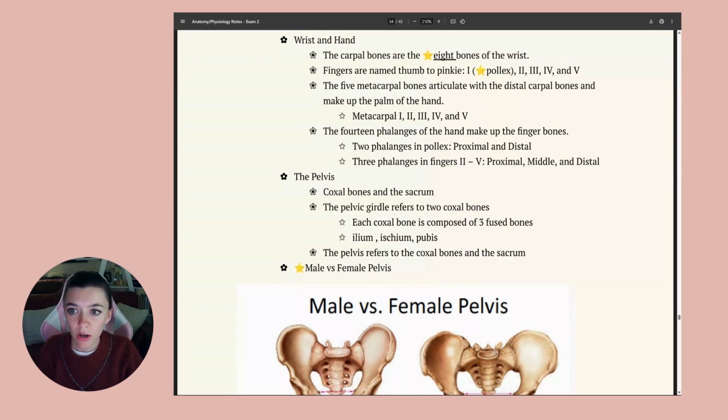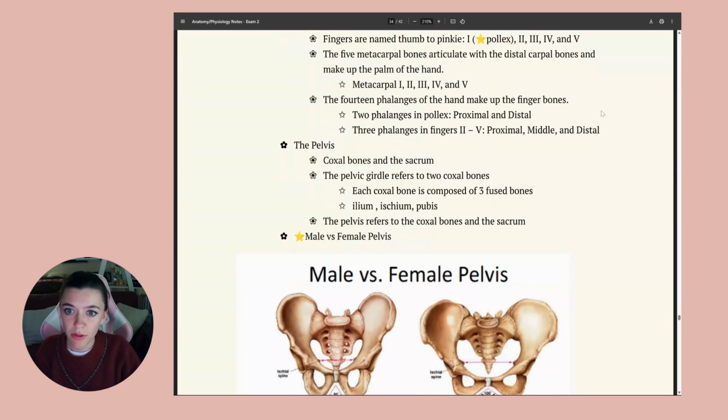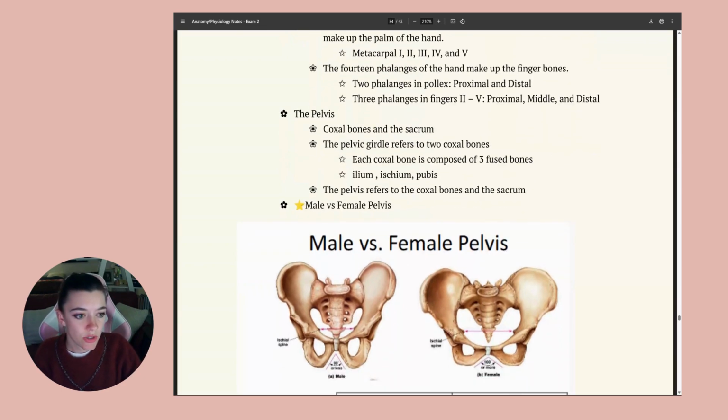The 5 metacarpal bones articulate with the distal carpal bones and make up the palm of the hand. These are also named with Roman numerals, 1 through 5. And then there are 14 phalanges. 3 for your pinky through your pointer finger, and then I believe just 2 for your pollex, your thumb.